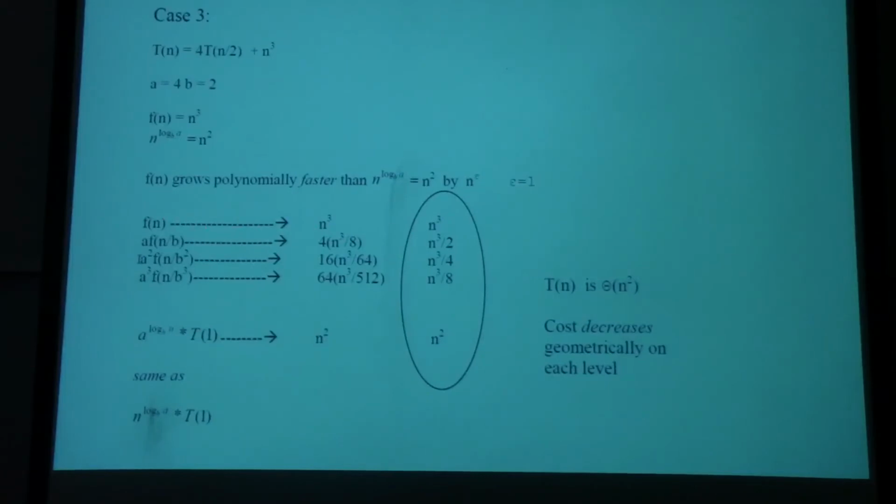Now, does this function fit the regularity condition? The regularity condition says that the work at level 1 must be a constant fractional part of the work at level 0. Yes or no? And what's the constant that we can use? What's the biggest constant that we can use between 0 and 1? 1/2, because you can see that the work is decreasing, and it's n cubed over 2. So c equals 1/2. Does that make sense?